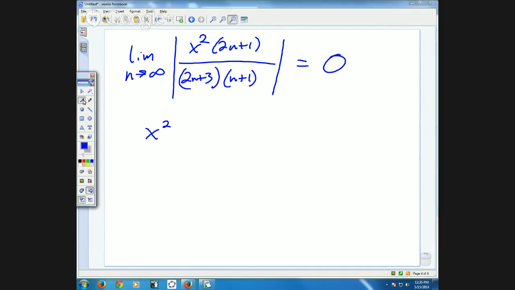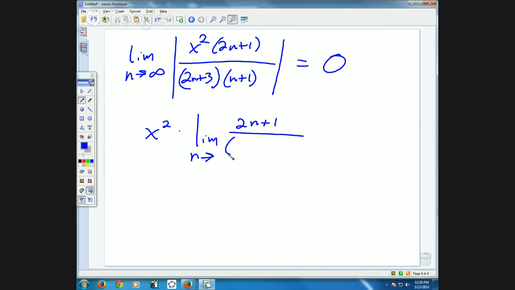So then all I have to do is consider now what is the limit as n increases of 2n plus 1 over, in the bottom I have 2n plus 3 times n plus 1, which you could multiply out if you want, and then you'll get 2n squared plus 5n plus 3. And the degree at the bottom is greater than the degree at the top, so it overpowers as n goes to infinity, so this goes to 0, because the bottom goes faster.